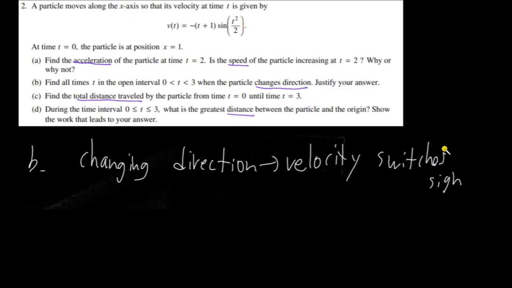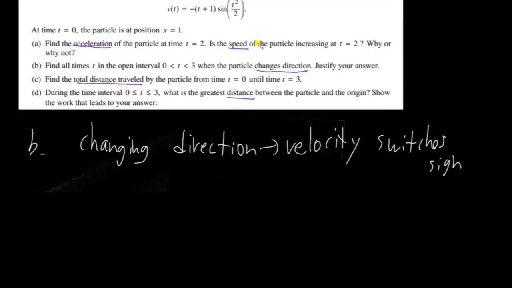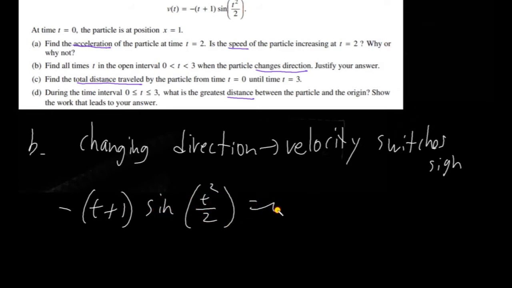And the way we're going to figure that out is we're first going to set the velocity equal to 0 to find all the points where it equals 0. Because when it switches sign, it's going to have to go from a number above 0 to a number below 0 or vice versa. So it's going to pass through 0. So if we set the velocity equal to 0, we'll get all the candidate values of t. Okay, so we'll have negative of t plus 1 times sine of t squared over 2 equals 0.